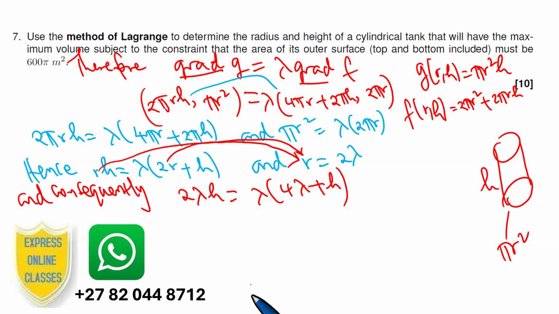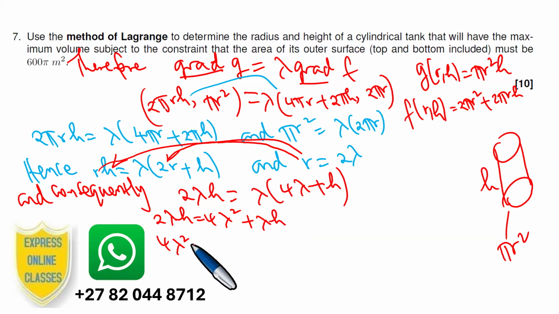Okay, think about this. By substitution, what is this? 2 lambda h is 4 lambda squared plus lambda h, which is 4 lambda squared minus 2 lambda h plus lambda h equals 0.